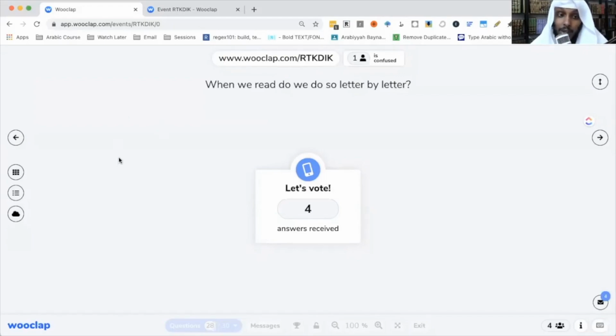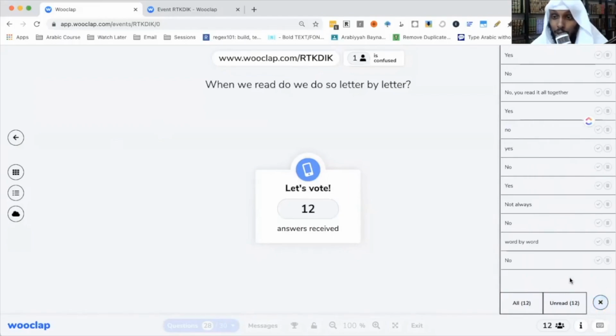Is that how reading happens? That's the question, basically. And this question applies not just specifically to Arabic, even English as well. Do we read letter by letter? Now, some of you said yes. Some of you said no. Some said no, you read it all together. What do you mean you read it all together? As in the whole word? When we read, we have to read the whole word, we can't read it letter by letter. Is that what you mean?